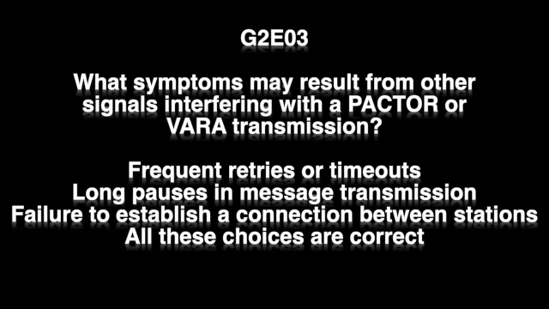G2E03. What symptoms may result from other signals interfering with a PACTOR or VARA transmission? Frequent retries or timeouts. Long pauses in message transmission. Failure to establish a connection between stations. All these choices are correct.